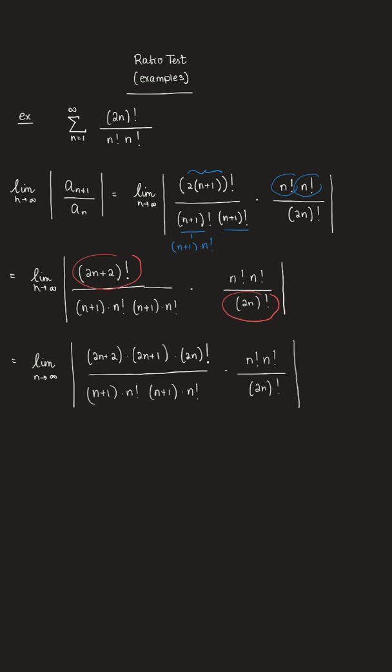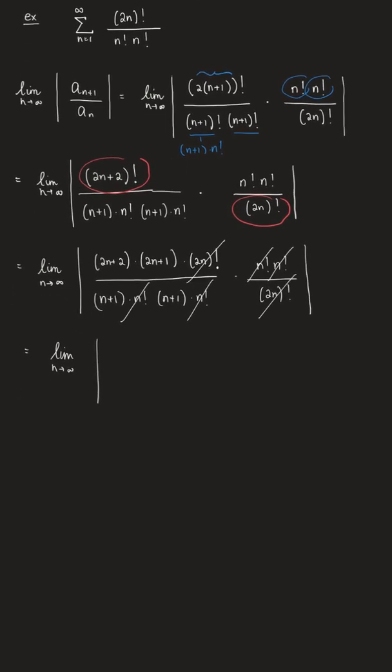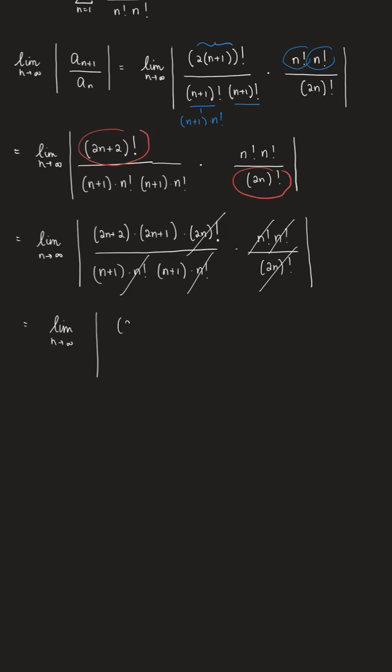I think this is why I like this test. It's very satisfying to cancel out a lot of stuff. So this n! cancels there, that one cancels there, the (2n)! cancels here. And now we're left with the limit as n approaches infinity. In the numerator, we have 2n plus 2 times 2n plus 1. And in the denominator, we have n plus 1 times n plus 1.